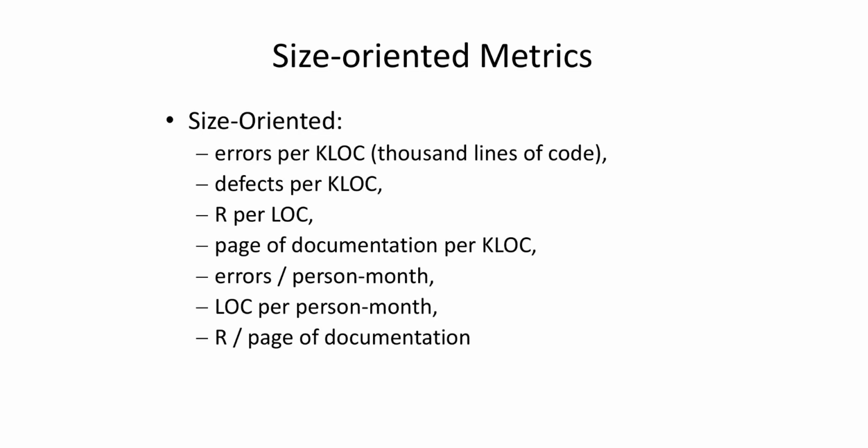The size oriented metrics can be errors per lines of code, defects per lines of code, cost per lines of code, pages of documentation per KLOC, errors per person month, lines of code per person month, and cost per documentation. Some of the metrics that belong to this category of size-oriented metrics are noted down here. There may be many more metrics which can be used as a part of a project development system.